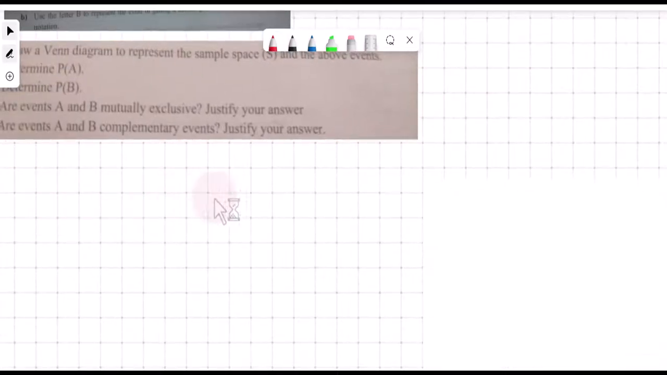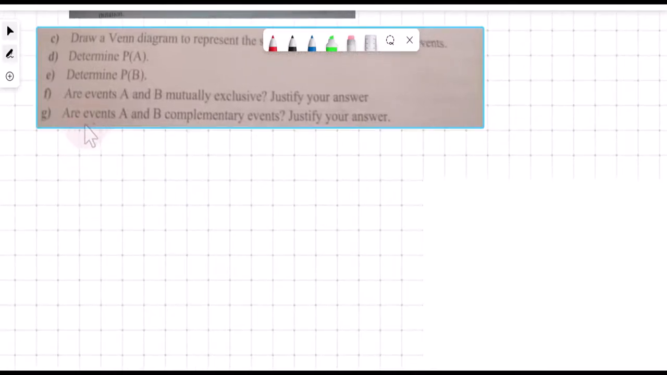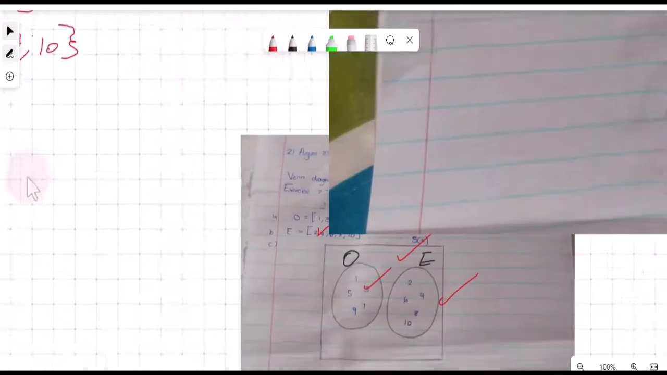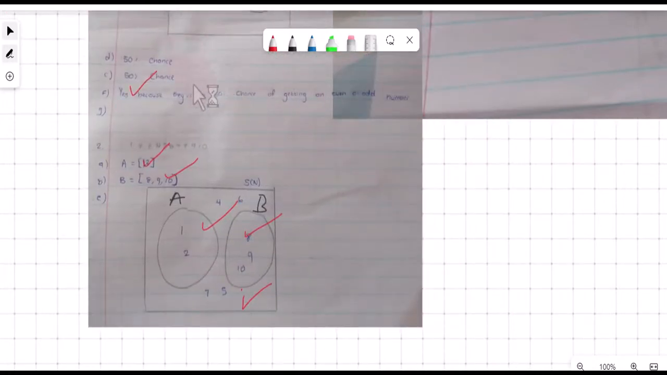But okay, let's go now to the next part. Are events A and B complementary events? Is it yes or no? The answer is no, because in this sample space, remember, let me take you back to your Venn diagram. Look at your sample space. I want to show you. Okay, now let's start with this one. Exactly this one.